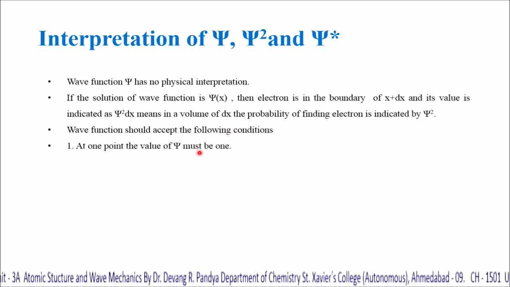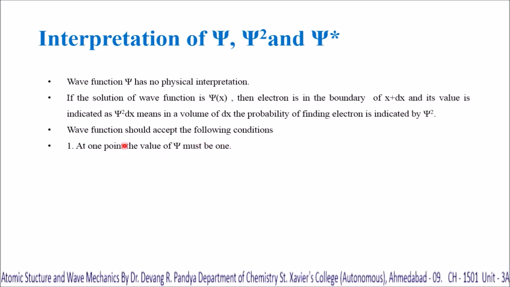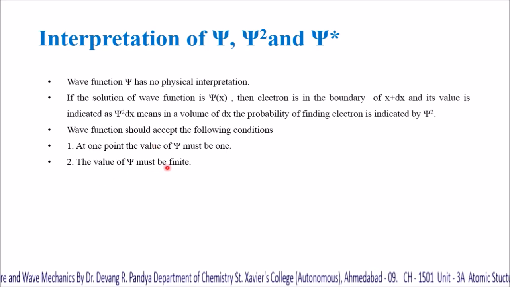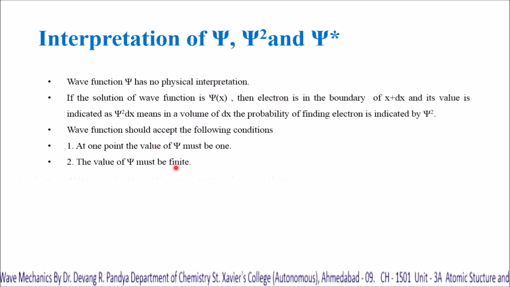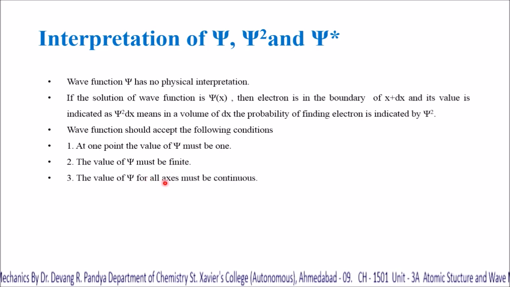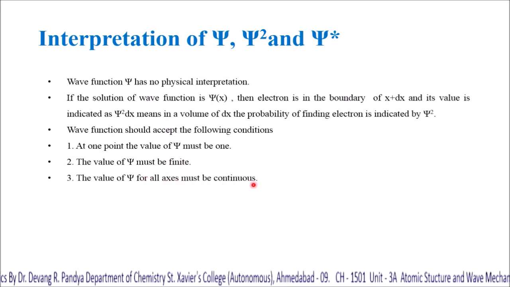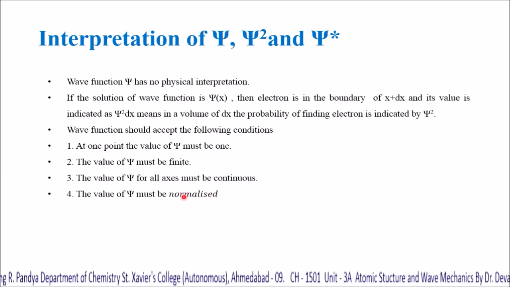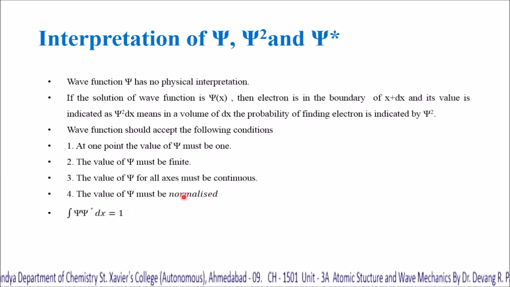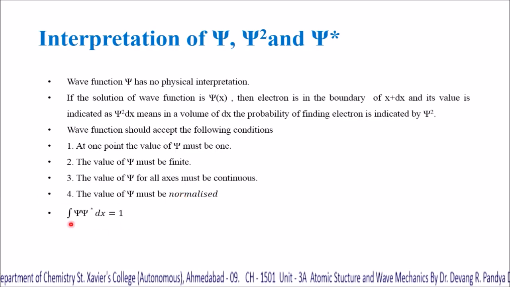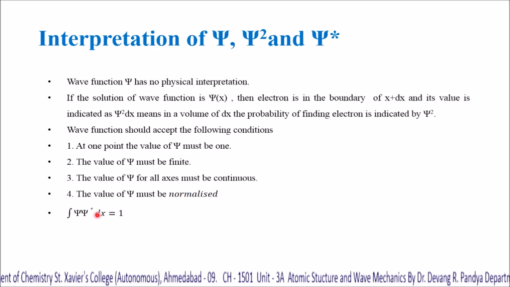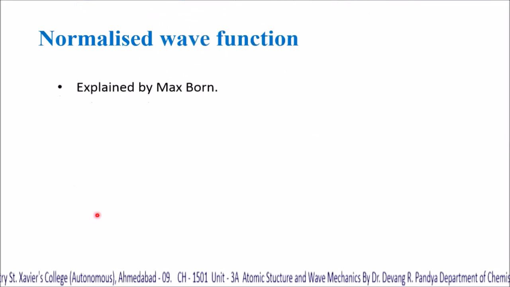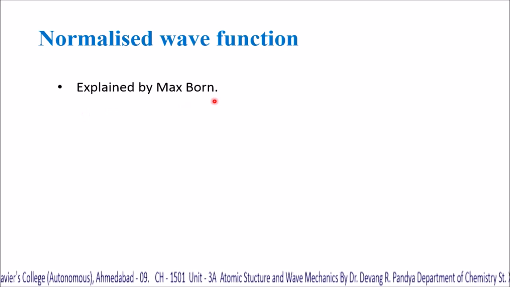At one point the value must be 1, that is, single valued, which was represented in the previous slide. The value of psi must be finite. The value of psi for all x must be continuous, and the value of psi must be normalized. So if any wave function follows these conditions, then it is considered a well-behaved normalized wave function. These are the conditions of a normalized wave function, already explained by Max Born.